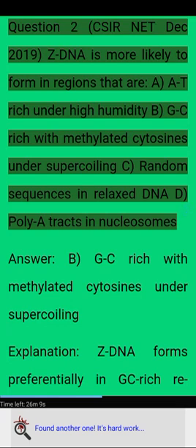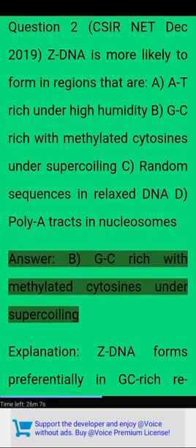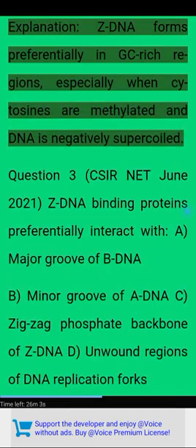Question 2. CSIR-NET December 2019. Z-DNA is more likely to form in regions that are: A. AT rich under high humidity. B. GC rich with methylated cytosines under supercoiling. C. Random sequences in relaxed DNA. D. Poly-A tracts in nucleosomes. Answer. B. GC rich with methylated cytosines under supercoiling. Explanation. Z-DNA forms preferentially in GC-rich regions, especially when cytosines are methylated and DNA is negatively supercoiled.